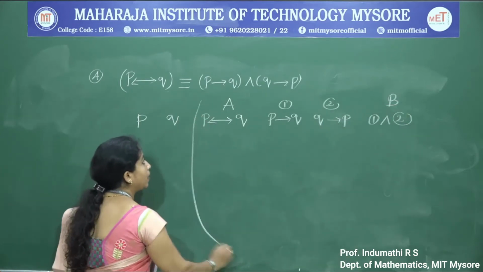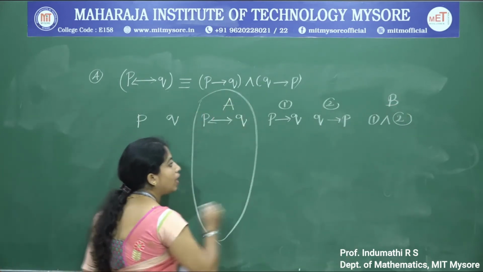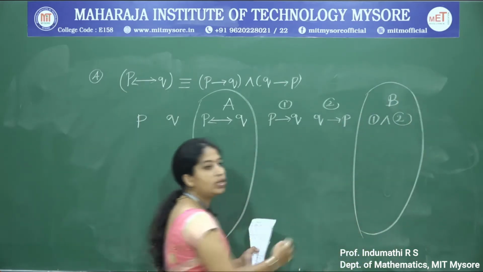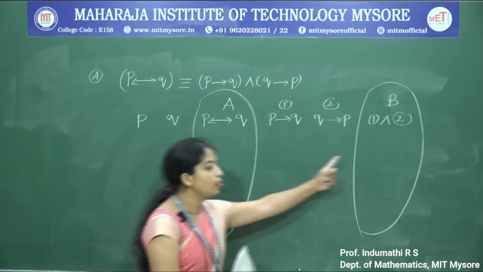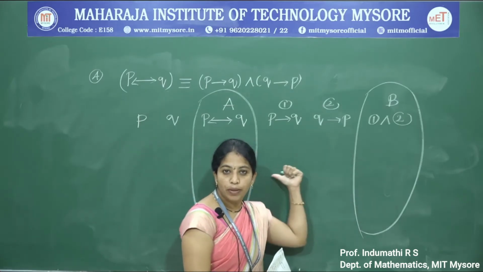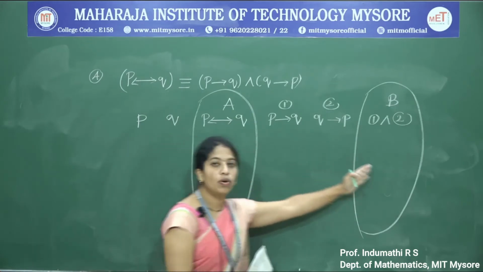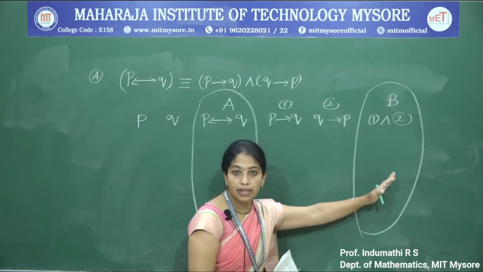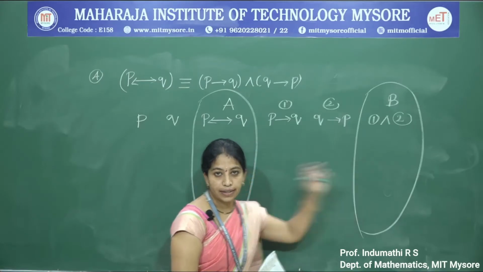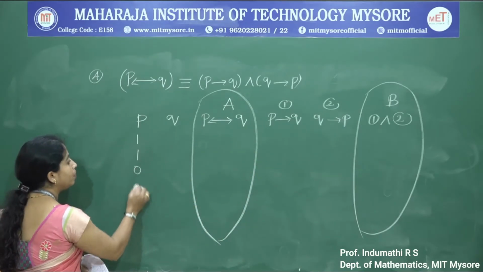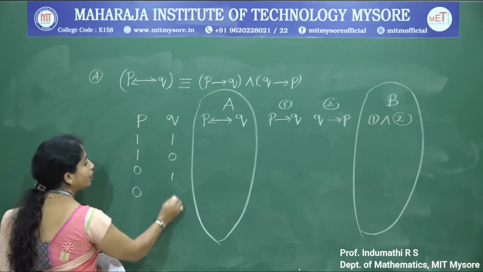Now this is the LHS part. This is the RHS part. Now what is it? Logically equivalent. Logically equivalent means 2 compound propositions are said to be logically equivalent if the truth values of those 2 compound propositions are similar or identical. Now here if there are 2 statements, the number of possibilities will be 4, 1 0 1 0.